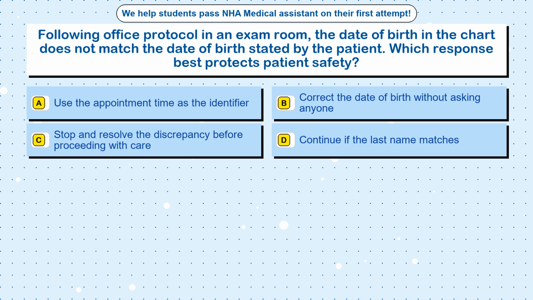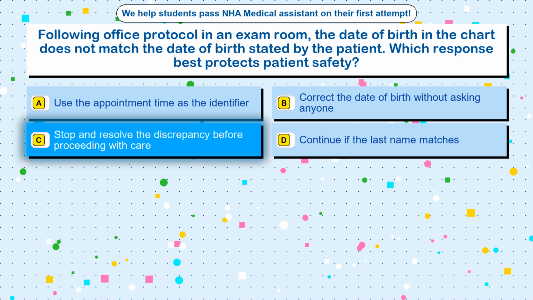Question 24. Following office protocol in an exam room, the date of birth in the chart does not match the date of birth stated by the patient. Which response best protects patient safety? Option A. Use the appointment time as the identifier. Option B. Correct the date of birth without asking anyone. Option C. Stop and resolve the discrepancy before proceeding with care. Option D. Continue if the last name matches.